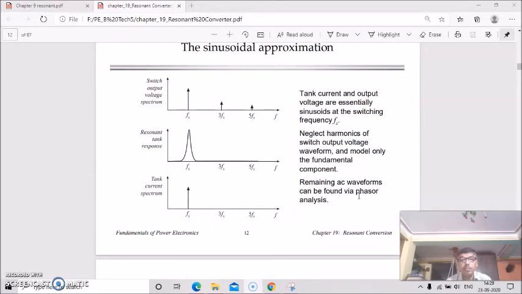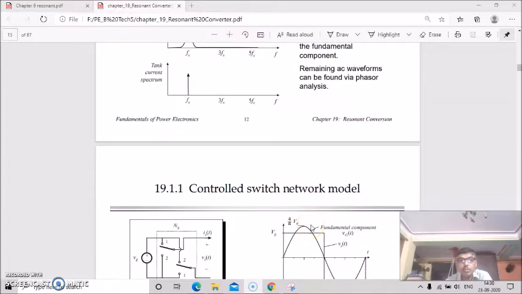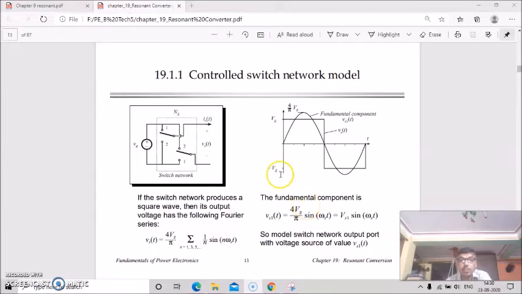So the sinusoidal approximation, as I told you: this is the switch output voltage spectrum with respect to frequency. This is the switching frequency fundamental, this is the third harmonic and this is the fifth harmonic. The tank current and output voltage are essentially sinusoids of the switching frequency. This is the resonant tank response. So neglect harmonics of the switch output voltage waveform and model only the fundamental component. And this is the tank current spectrum with respect to frequency: switching frequency, third harmonic, fifth harmonic, etc. So this is the sinusoidal approximation and the control switch network model.